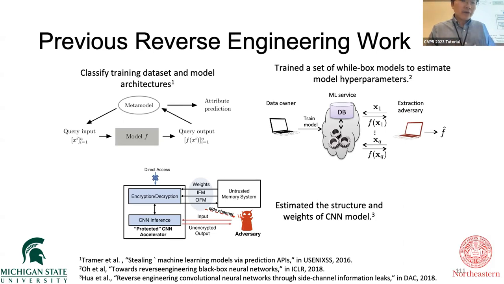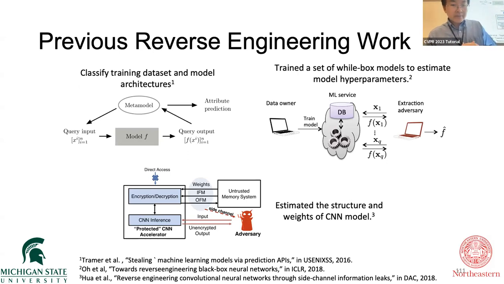There have been a few previous works in terms of reverse engineering. For example, the first work is mostly doing classification, for example, classifying whether FFHQ, which database, has been used in training models, or classifying model architecture, whether ResNet 50, ResNet 18, and so on and so forth. But it doesn't go ahead and estimate the architecture of a particular network.